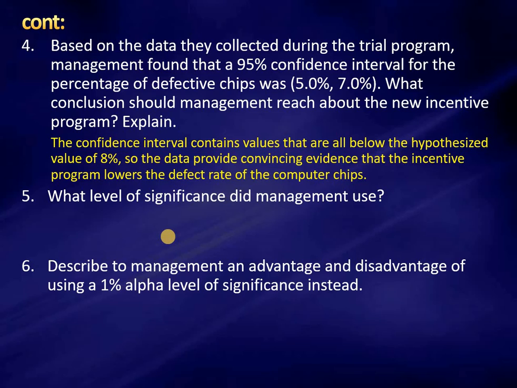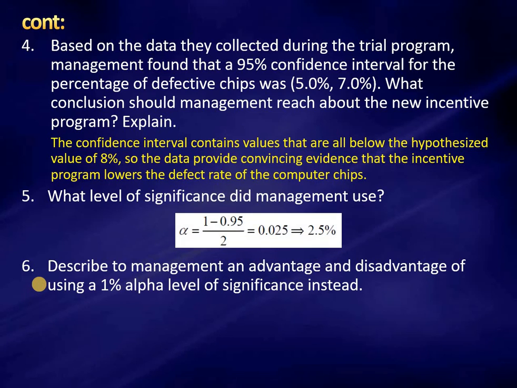You're always going to do the 100 minus 95, or 1 minus 0.95. Always going to do that. If it's two-sided, that's it. One-sided, you've got to divide by 2. So for this problem, they used an alpha of 0.025, or you can say a 2.5% significance level. Okay? All right with this? So my alpha that I used was 2.5.